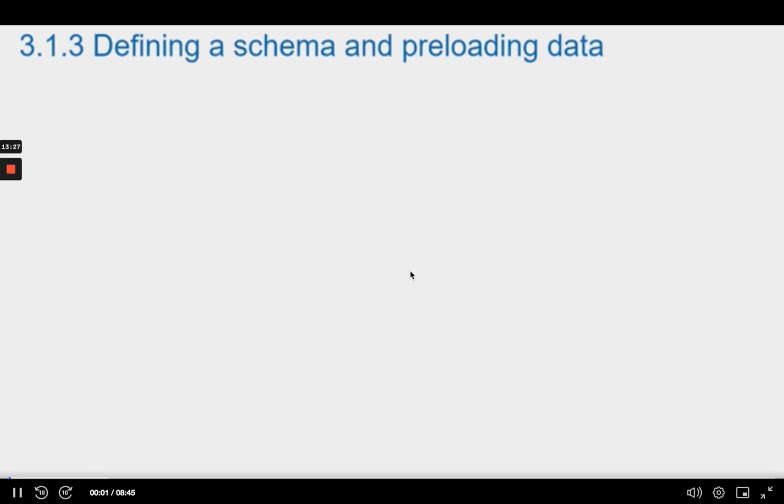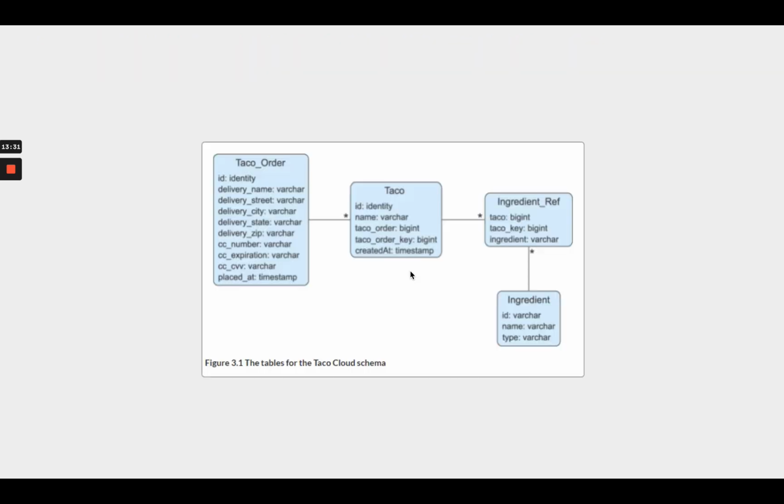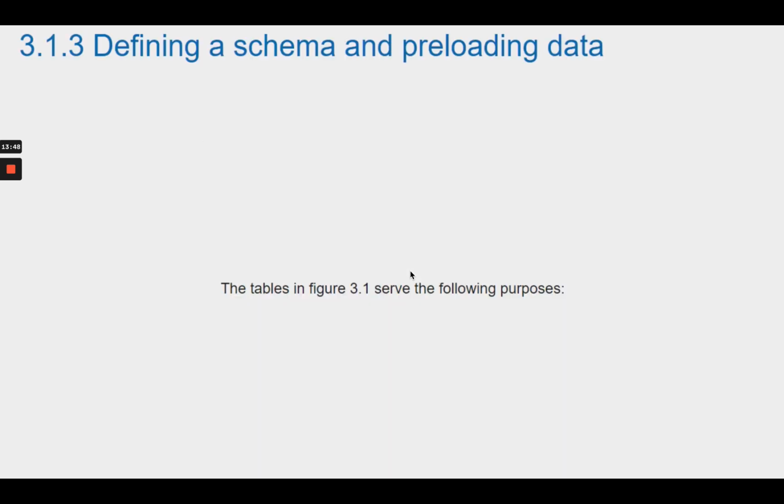Section 3.1.3 Defining a Schema and Preloading Data. Aside from the ingredient table, you're also going to need some tables that hold order and design information. Figure 3.1 illustrates the tables you'll need, as well as the relationships between those tables. The tables in Figure 3.1 serve the following purposes.